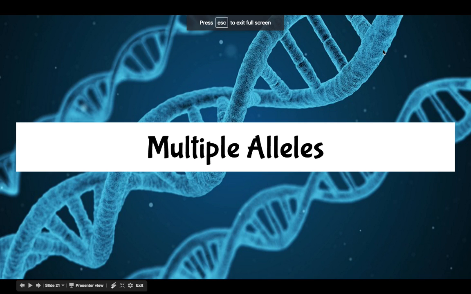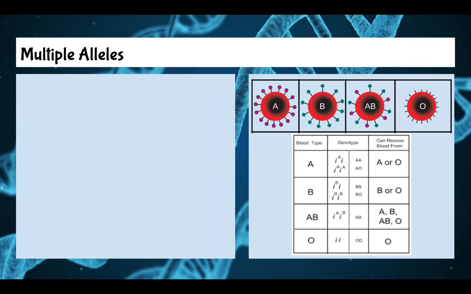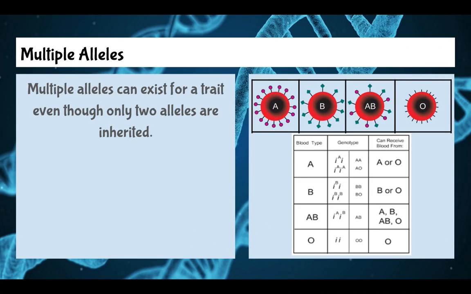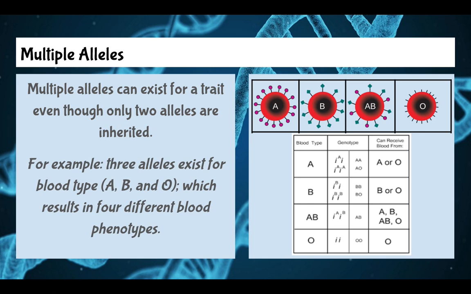So now we're going to talk about traits that have multiple alleles to define the trait. So what that means is that instead of just having one allele or form of a trait, there are multiple different forms of the trait that exist. A good example of this is blood type. So blood type, there are three alleles that exist for blood type: A, B, and O.